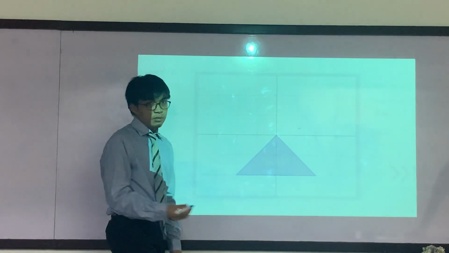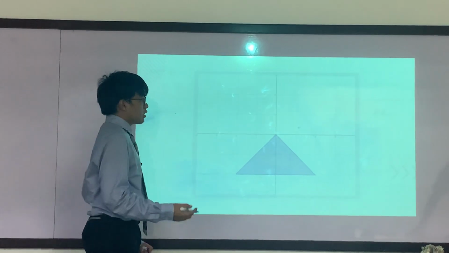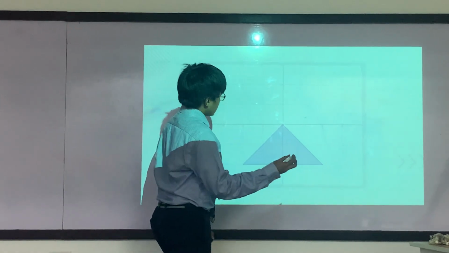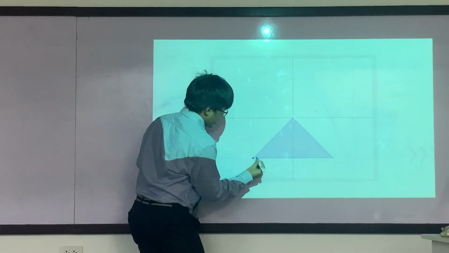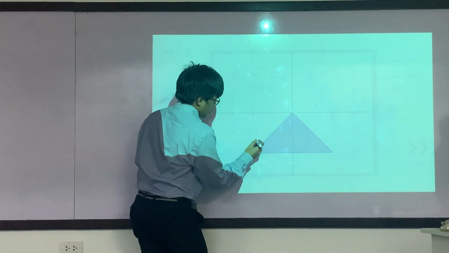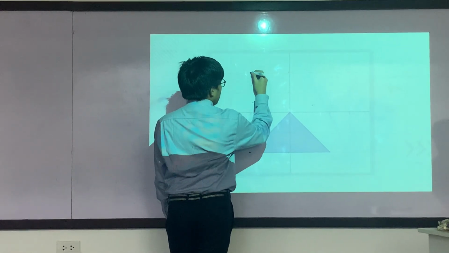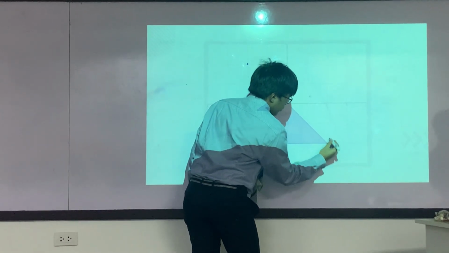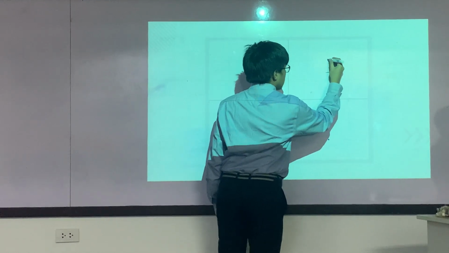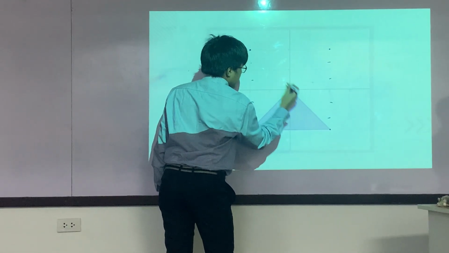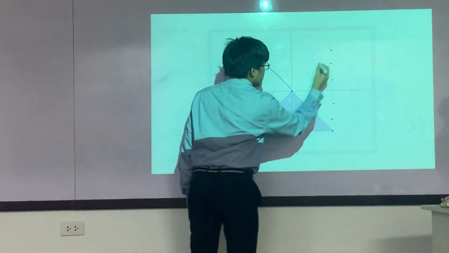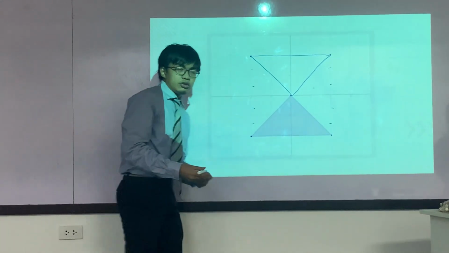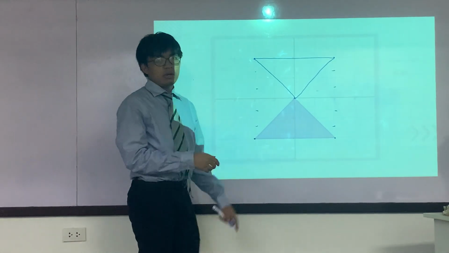This next one is similar to the previous, except now we're going to reflect it over the x-axis. So we're going to do the same. We have a point. How many units? 1, 2. We have the next one. Do it on the other side. 1, 2, 1, 2. That is how you reflect a shape over the x-axis.